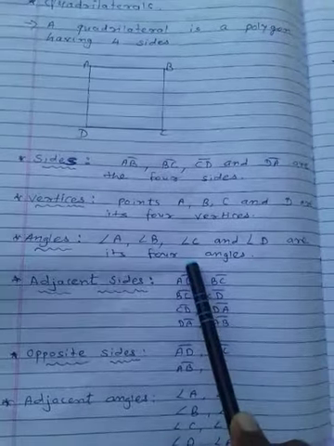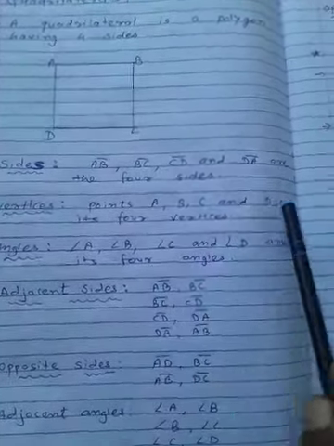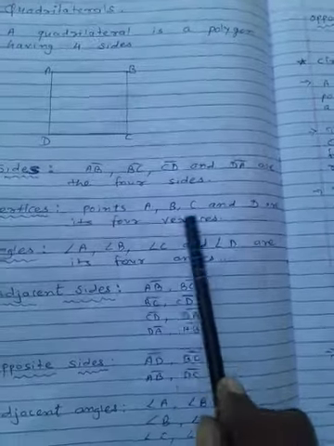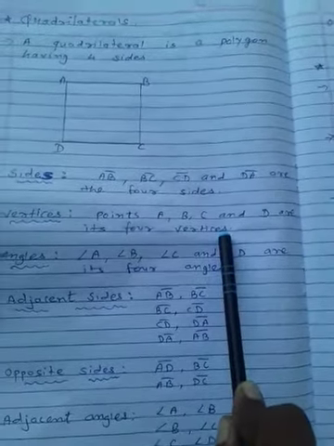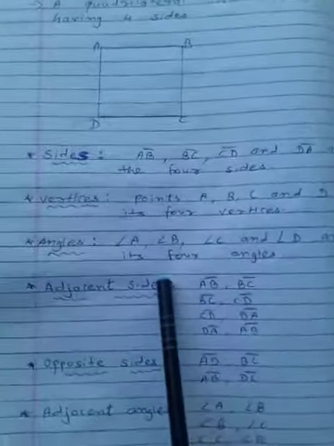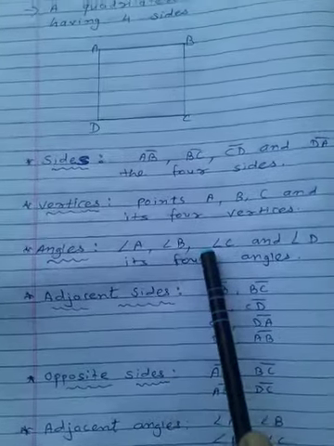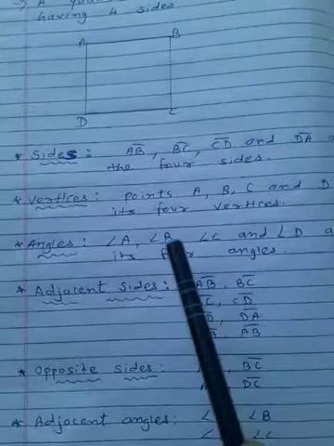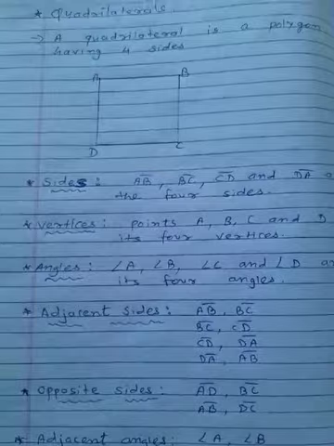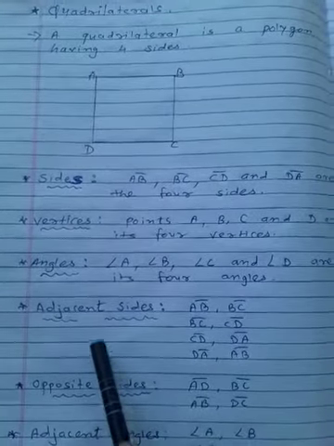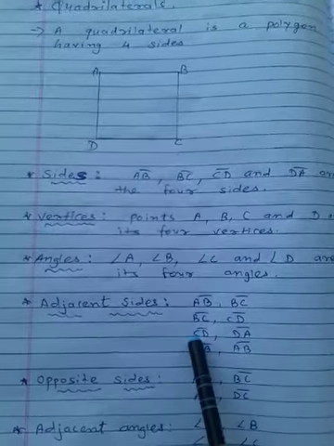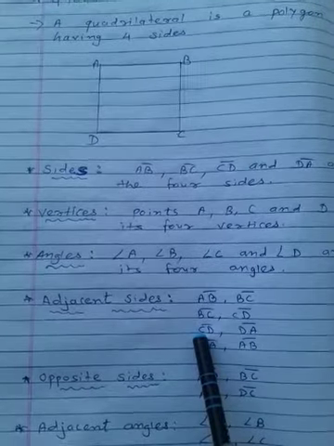Points A, B, C, and D are the 4 vertices of quadrilateral ABCD. Now angles. Which are the angles? Angle A, angle B, angle C, and angle D are the 4 angles of quadrilateral ABCD. Now adjacent sides. Which are the adjacent sides of quadrilateral ABCD?